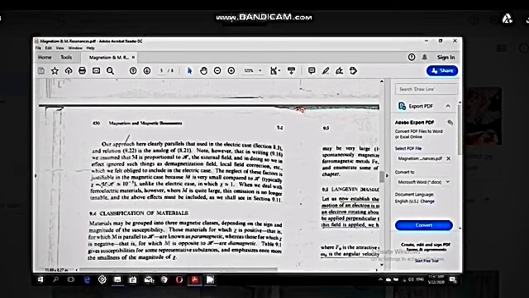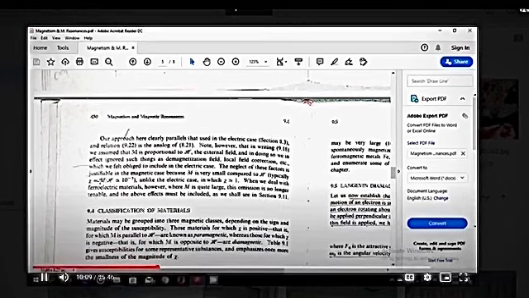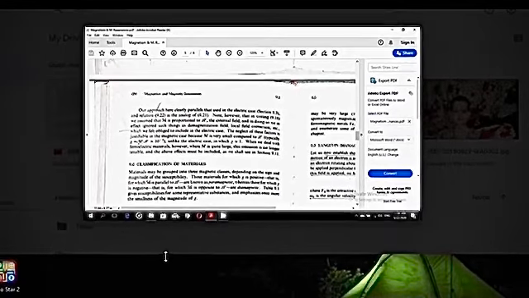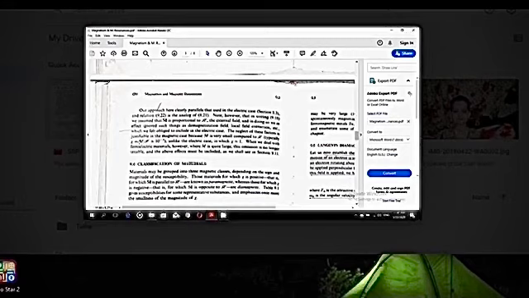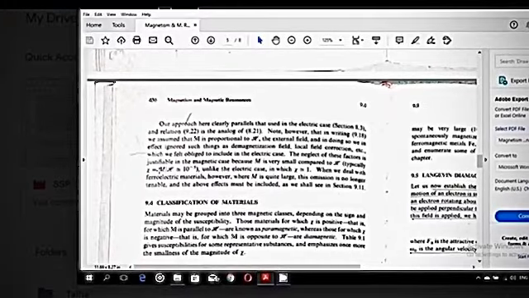So our approach here clearly parallels that used in the dielectric case. Note, however, that in writing equation 9.18, we assume that m is as demagnetization field, local field corrections, etc., which we felt obliged to include in the electric case. The neglect of these factors is justifiable in the magnetic case because m is very small compared to h.